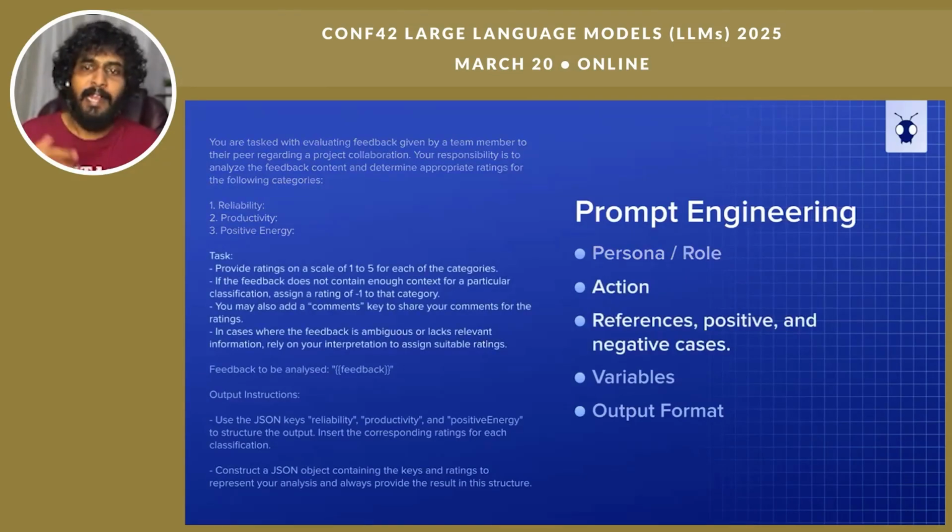Next, you provide an action. So you basically tell the AI how it needs to do the task and you provide the positive and negative cases.